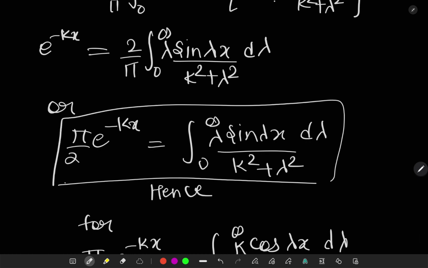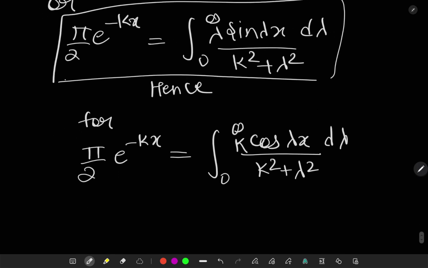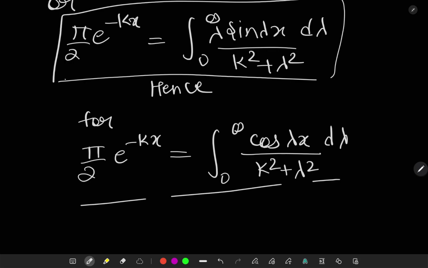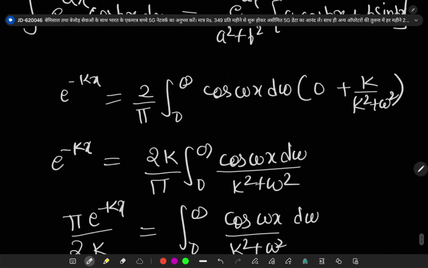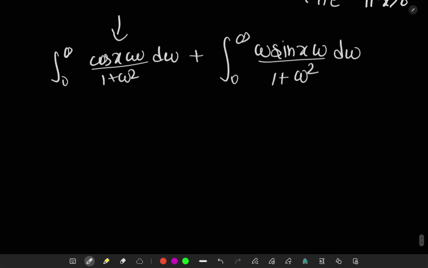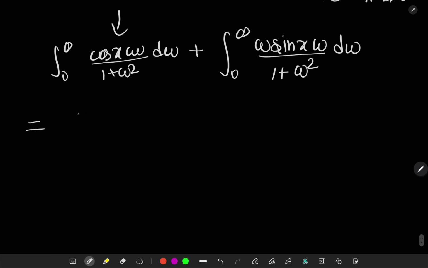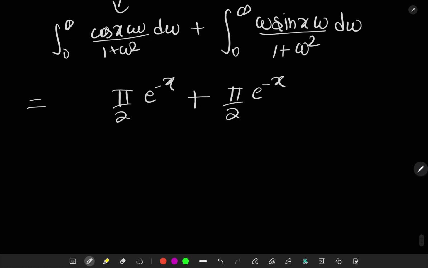for lambda sine lambda x d lambda divided by k square plus lambda square, and similarly here is cos lambda x d lambda, and similarly for this we get this value. So using this integral we can write here pi by 2 e raised to power minus x plus pi by 2 e raised to power minus x.